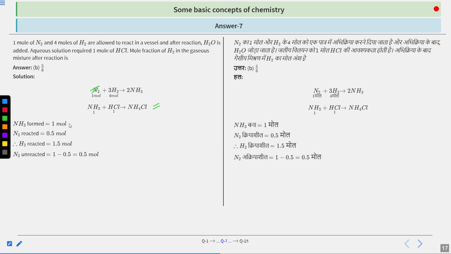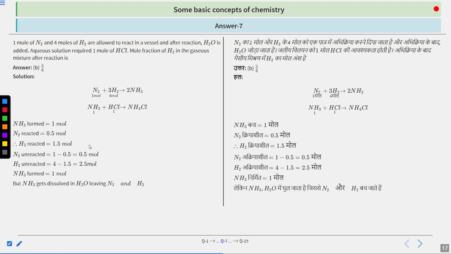Clear? So NH3 produced is 1 mole, N2 reacted is 0.5 mole, and H2 reacting is 1.5. Very clear, because 1 mole reacts with 3 moles, therefore half a mole will react with 3 by 2 moles, that is 1.5 mole. So what is the N2 that is unreacted? 1 minus 0.5, that is 0.5 mole. And what is the H2 that is not reacting? 1.5 have been consumed, that means 2.5 moles have been left. Okay, clear?